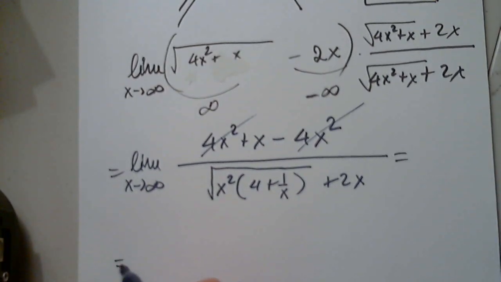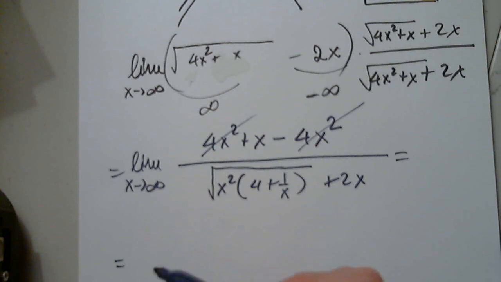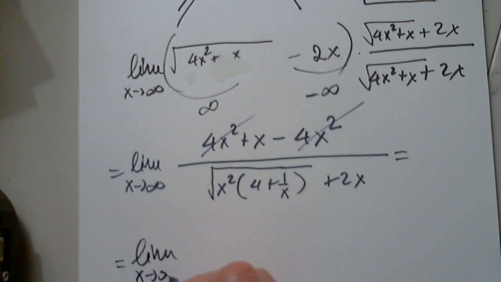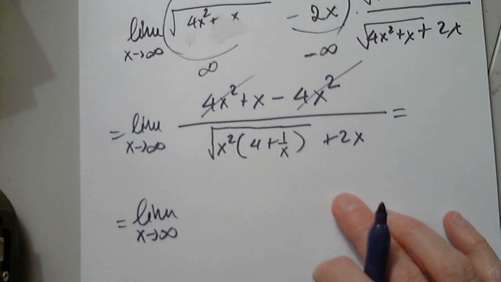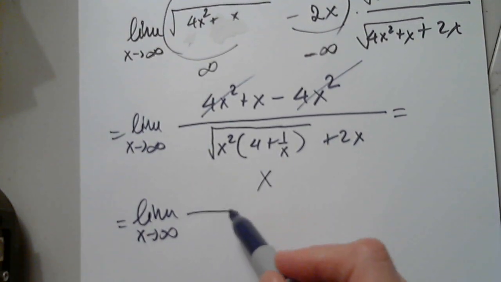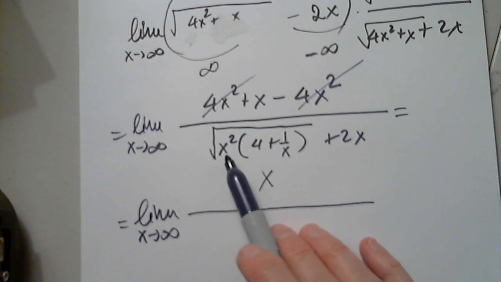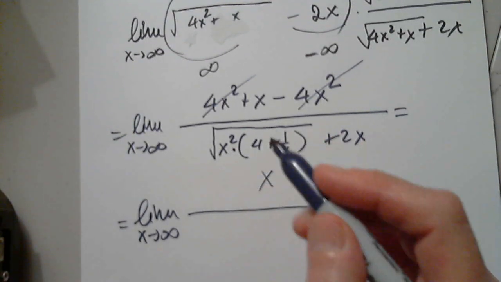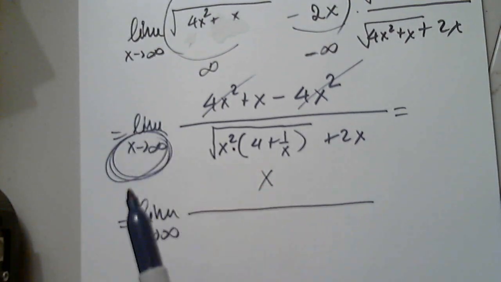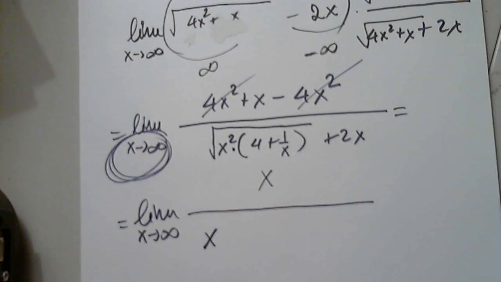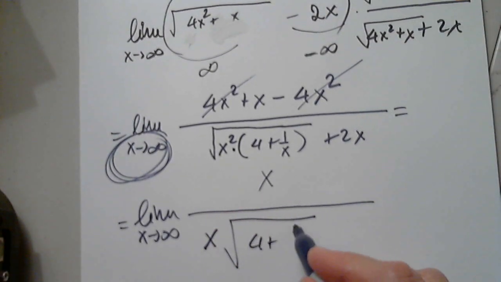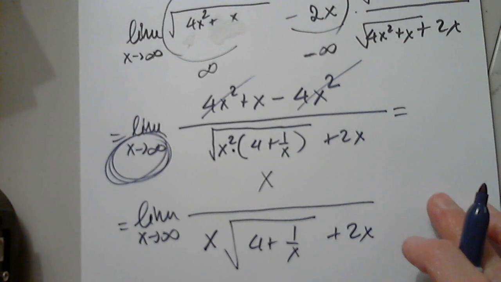But next step is I have to take the square root. Do not forget the limit operator. We have not applied it yet, so you cannot drop it. So the top is x. But here I have to take the square root of x squared. It's a product now, and it depends on this. If this approaches positive infinity, then I have x. If this approaches negative infinity, then I have negative x. And the square root of 4 plus 1 over x plus 2x.